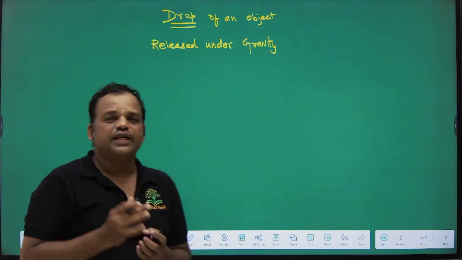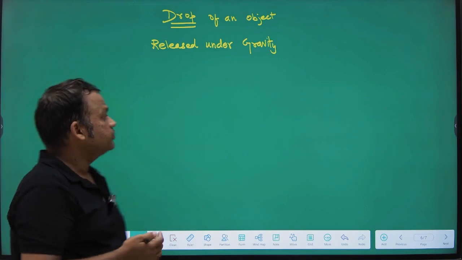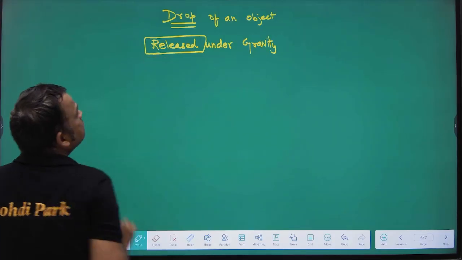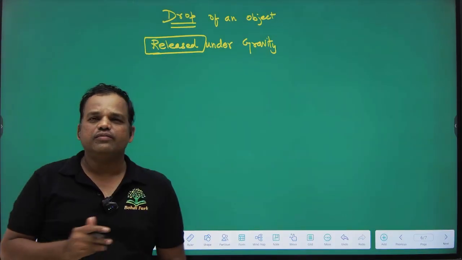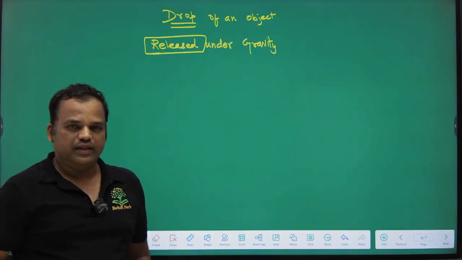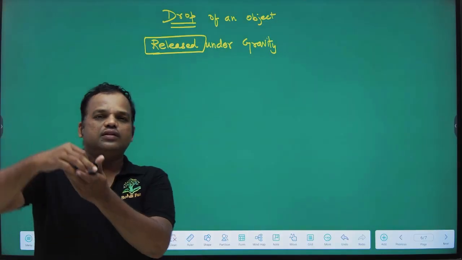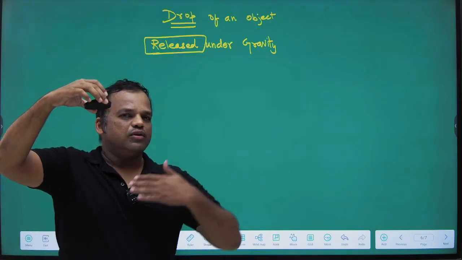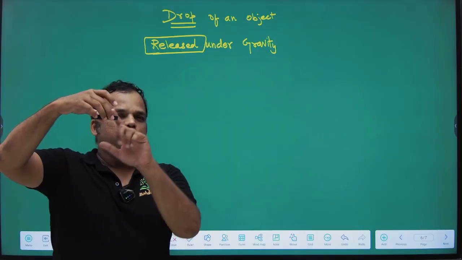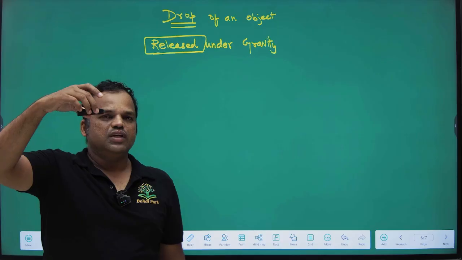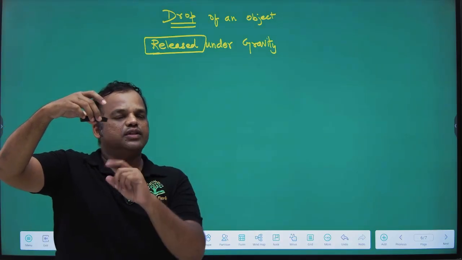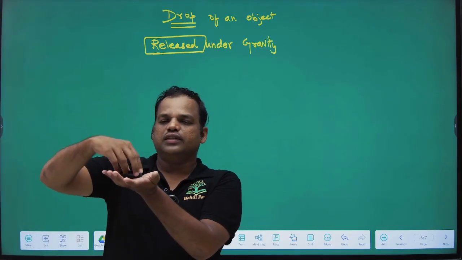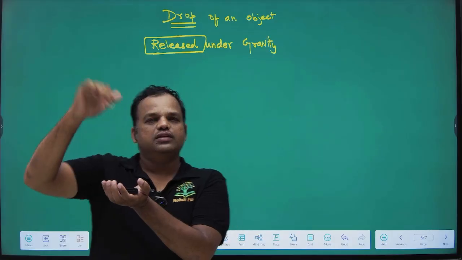Let's understand this by taking two examples. Something is released under gravity. What do you mean by this? Can I say the initial velocity is 0? Yes, I can say. For example, I am holding this object. Right now, I am also at rest. So this object is also at rest. So the initial velocity of this object will be 0. If I release it now, like this, initial velocity 0.